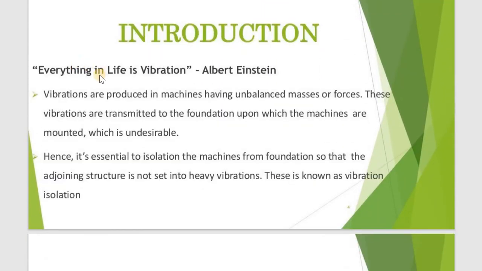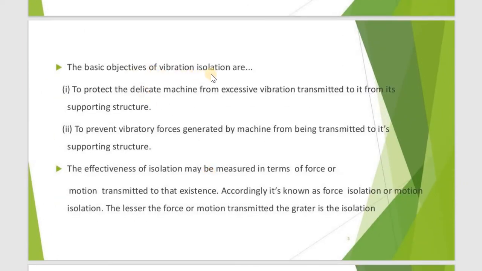Everything in life is in vibration, according to Albert Einstein. So vibrations are produced by machines having unbalanced forces or masses. These vibrations are transmitted to the foundation upon which the machines are mounted. Hence it is essential to isolate the machines from the foundation so that the adjoining structure is not subject to heavy vibration. This is known as vibration isolation. So the main objective of isolation is to protect the delicate machinery from excessive vibration, and also to prevent the vibratory forces generated by the machine from being transmitted to the supporting structure.